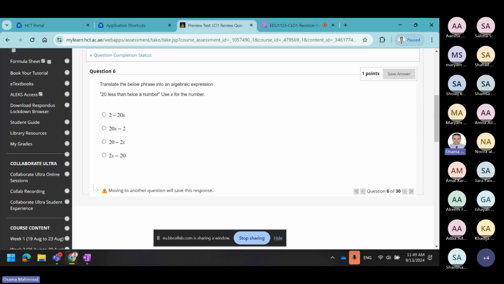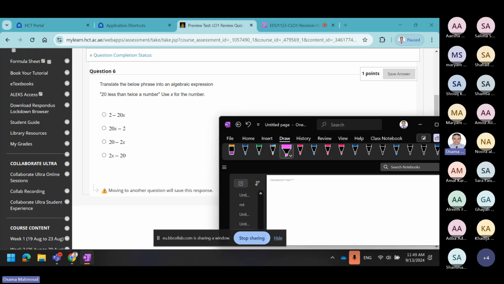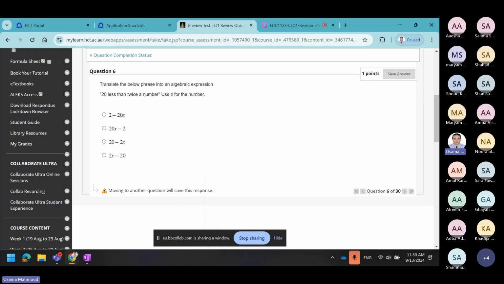Now, how to translate this one into algebraic? 20 less. 20 less, it means what? It means you subtract this number. 20 less, it means this 20 subtracted from what? From the number, right? So X, twice the number. The word twice, it means 2X, less than 20 less. 20 less, it means you subtract. 20 more, you add it, right? This is what I mentioned here. So 2x minus 20 is the correct answer.